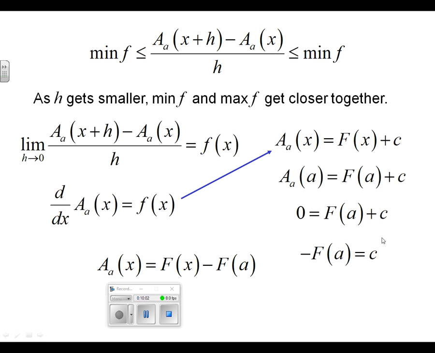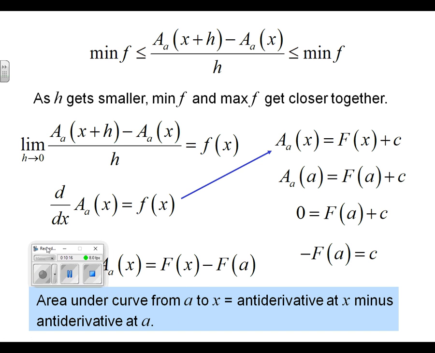Okay, so substituting one more time back up here, the area of that region is the antiderivative at x minus the antiderivative at a. So this was the ending value, this was the starting value. So the area under the curve from a to x is the antiderivative of x, the last number, minus the antiderivative at a.